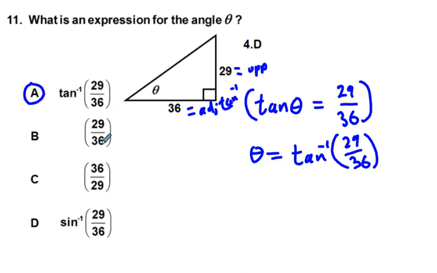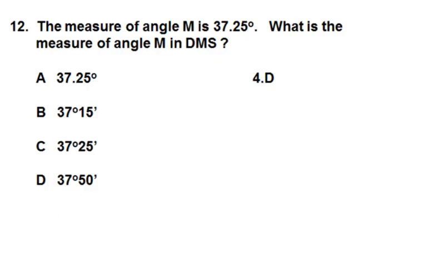Now, people ask me about this. The value of the tangent of theta is equal to 29 over 36, but angle theta itself is going to be represented by answer choice A. And we can figure out what that angle measure is if we want to, right? Take the inverse tangent of it. But that's it.